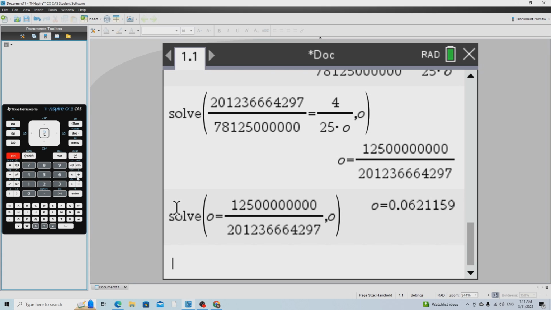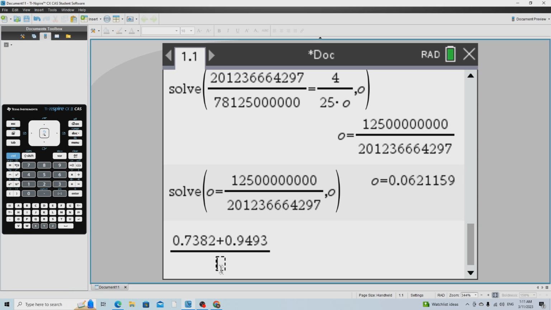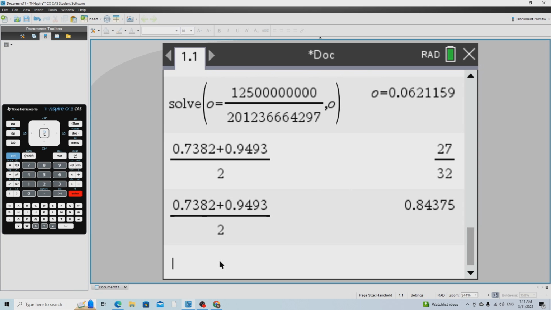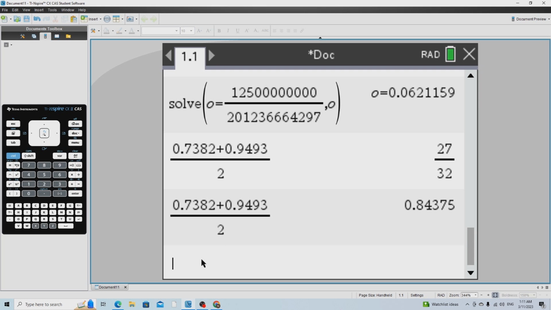So if I can just do my calculator. So what's 0.7382 plus 0.9493 divided by 2? That gives you 27 over 32. So we can say 27 over 32 minus z is what we're trying to solve, times the square root of 27 over 32, 1 minus 27 over 32, all over n, and that all should equal 0.7382. So let's solve that on the calculator.